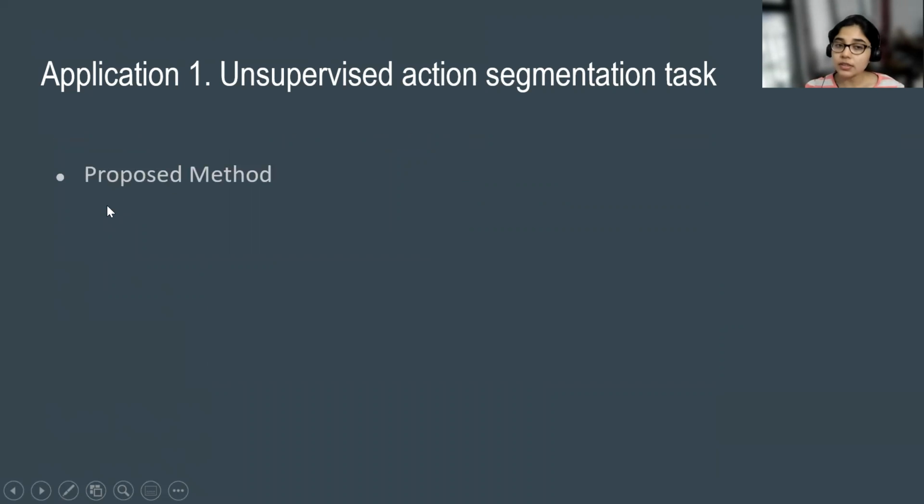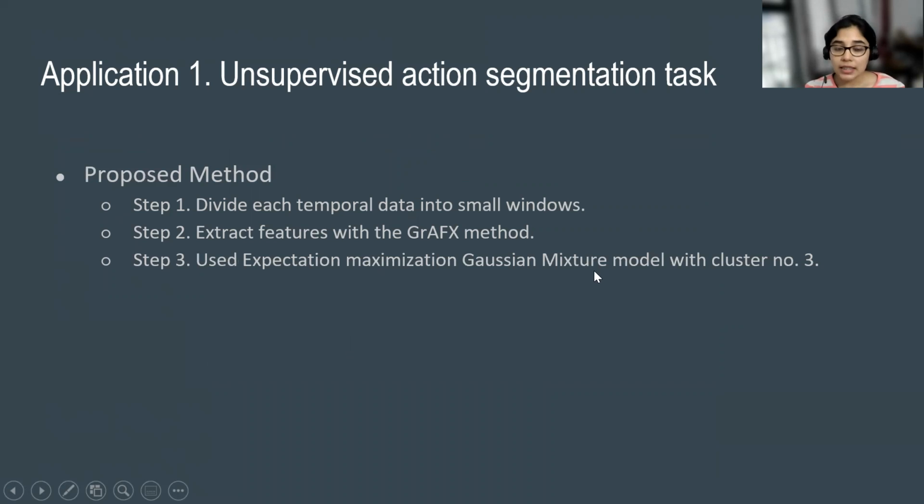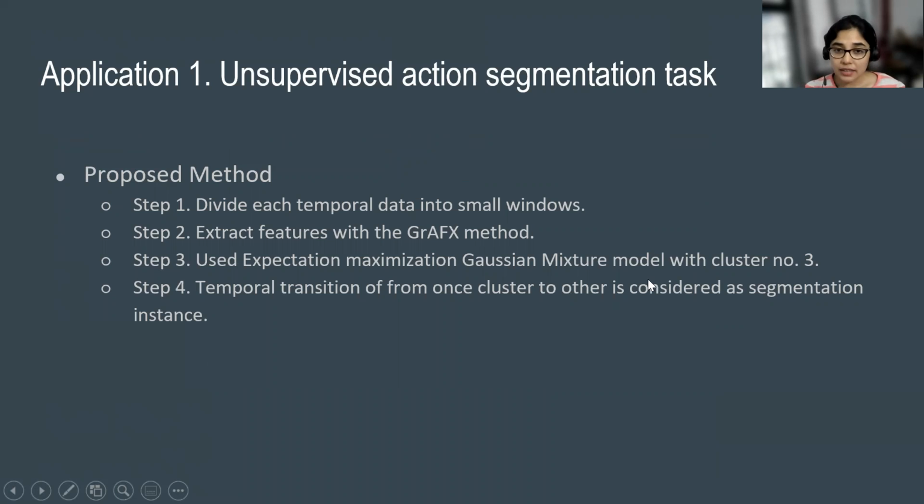As I mentioned, the task had 3 smaller subtasks: assembling, combining, and checking. First, we divide each participant's data into smaller windows, and then we extract features using our proposed method, which is the GraphX method. Then we use a clustering approach with cluster number 3, using an expectation maximization Gaussian mixture model. After we have the cluster labels, if there is any temporal transition from one window to another in the cluster number, we consider that a segmentation instance.